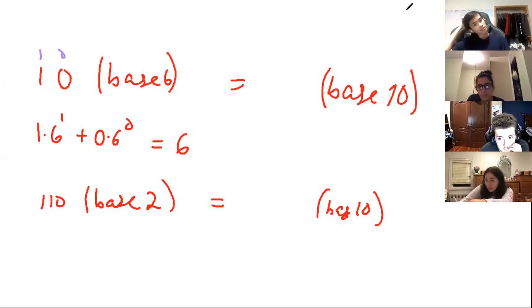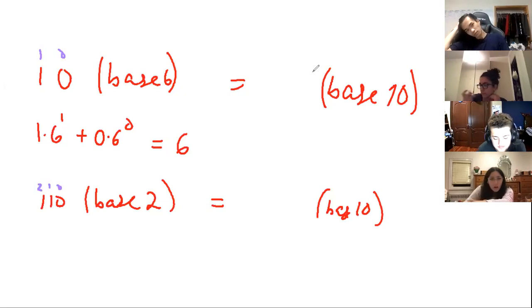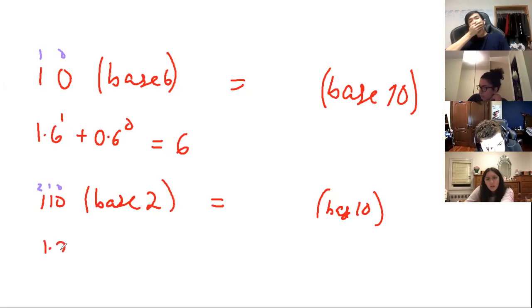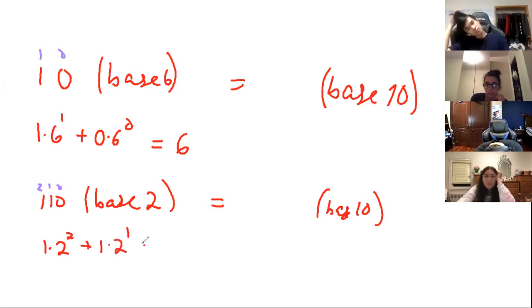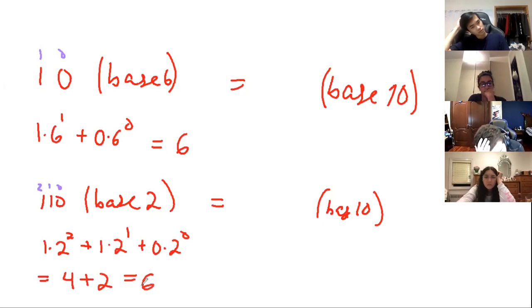It's very simple. It is what? So this means what? This is the second position, this is first position, this is zero position, yes? So it's very simple. It is 1 times 2 squared plus 1 times 2 to the power of 1 plus 0 times 2 to the power of 0. And that becomes 4 plus 2. And the answer is 6. That's how you represent 6 in base 2.